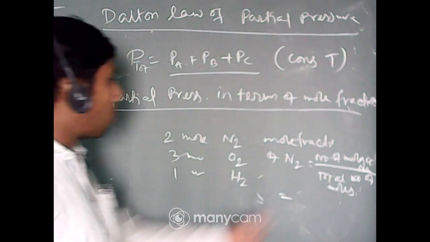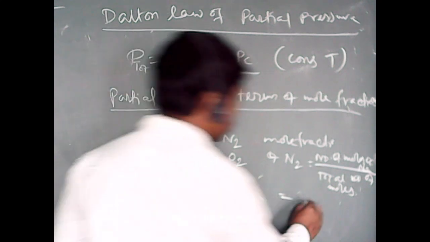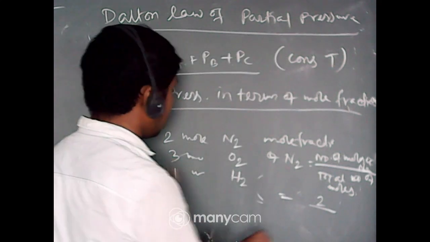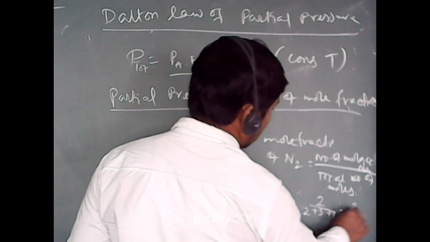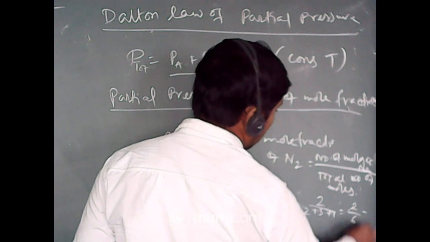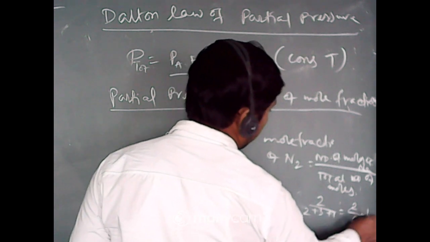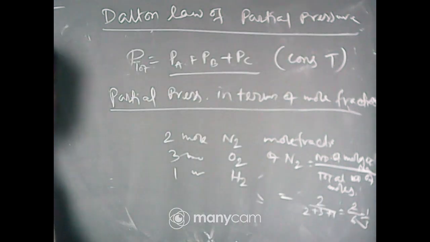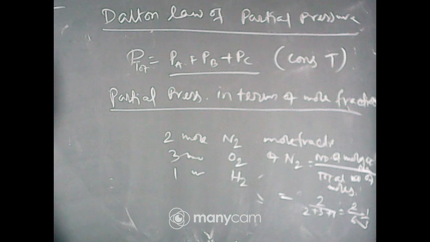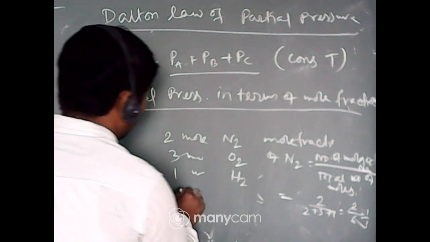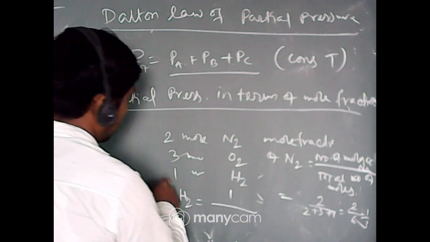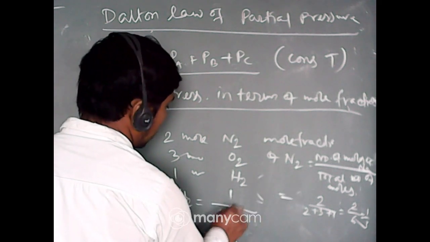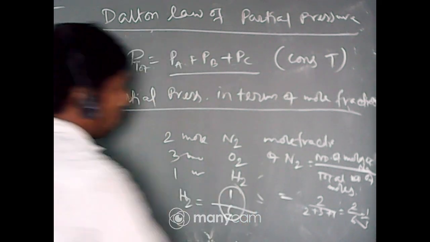So, the number of moles of nitrogen is 2, divided by 3 plus 2 plus 1, that is 6, so 2 by 6. This is the mole fraction. You can simplify it, that is 1 by 3. It is the mole fraction of nitrogen. Now, calculate the mole fraction of hydrogen: the number of moles is 1, divided by 6. So, 1 by 6 is the mole fraction.